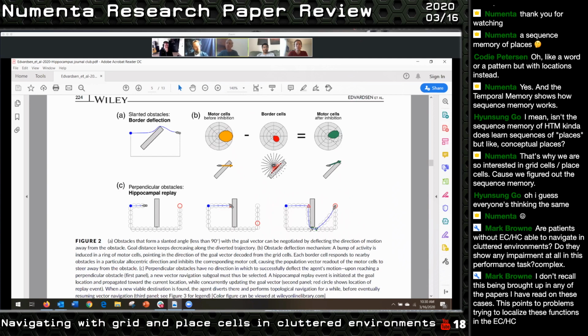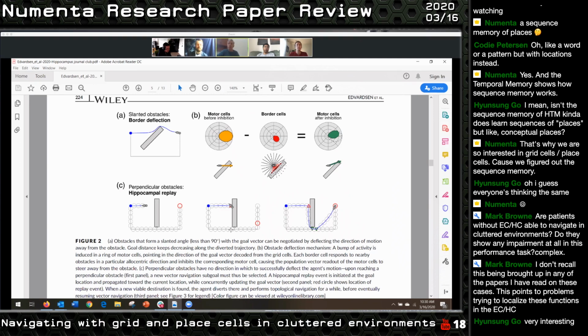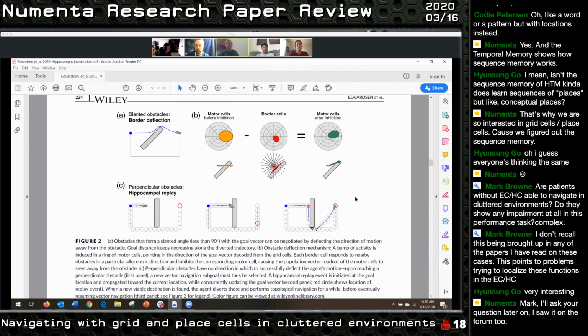He says the new target's down here. He says, I can get to that. So it just basically says, okay, now this becomes my new temporary goal. And once it gets to its temporary goal, it goes back to doing vector navigation again. It says, oh, I can go straight to the target again. So there's this interplay between first starting a vector navigation, deflecting around obstacles that can be deflected around and still keep going. But if you get stuck, then you replay very rapidly. The animal stops moving. It replays sequences of how it got to where it was until it finds a new goal and then continues on from there.